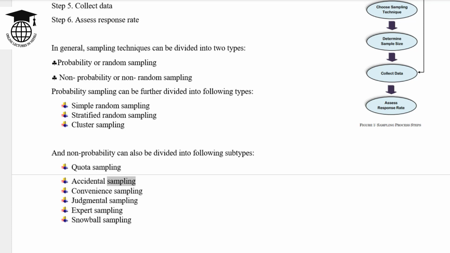accidental sampling, convenience sampling, judgmental sampling, expert sampling, snowball sampling.